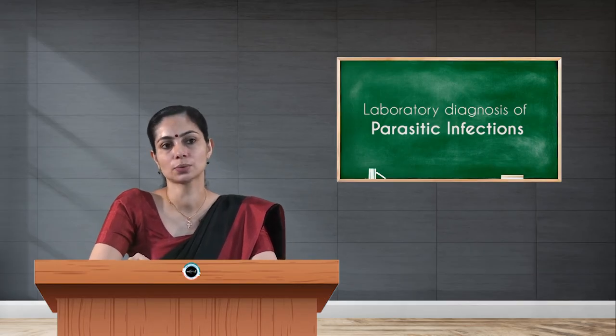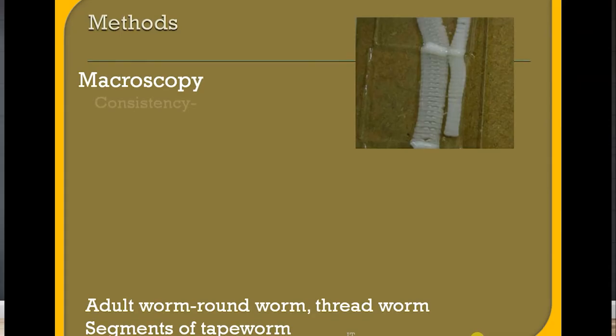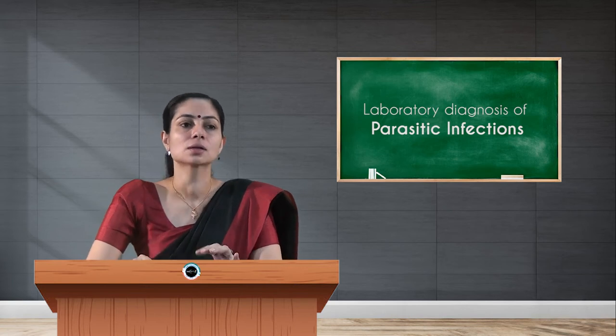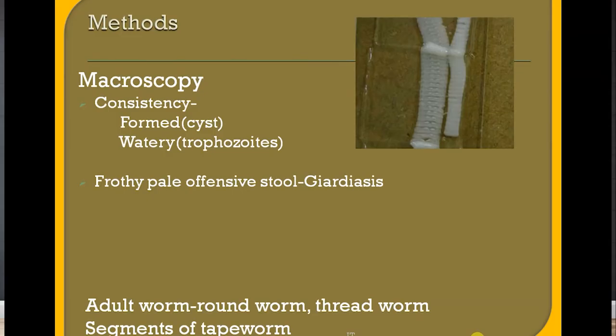Methods, what do we do? We look for the consistency. In case of parasites where you find the cyst form, usually the consistency of the stool sample will be formed. It will be watery in case of infection where there is a chance of getting trophozoites, where you can find trophozoites in the sample. Then in case of giardiasis, the sample itself looks frothy and pale, with an offensive smell.